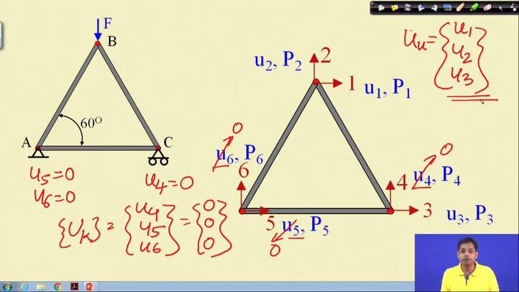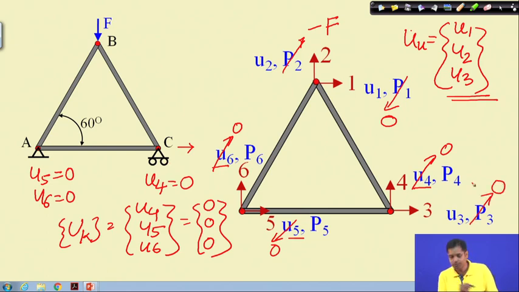Now, let us see what information we have about the forces. The external force, if we have a vertical force F at joint B, then P2 will be minus F because the force is in the opposite direction of 2. So, P2 is minus F. We do not have any external force in this direction, so P1 has to be equal to 0. Similarly, we do not have external force in this direction, so P3 has to be equal to 0.